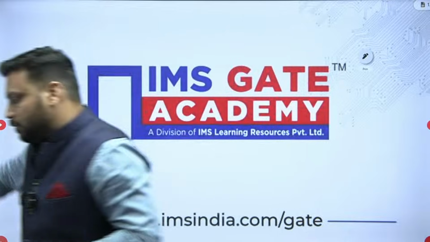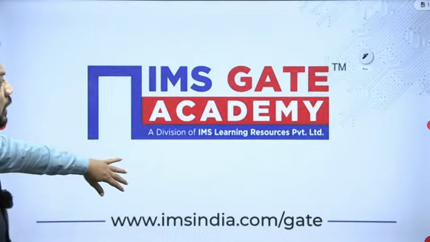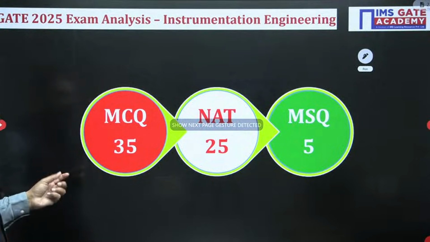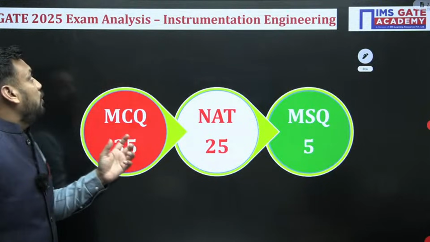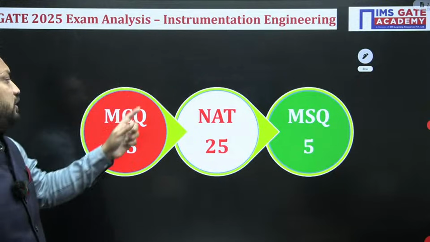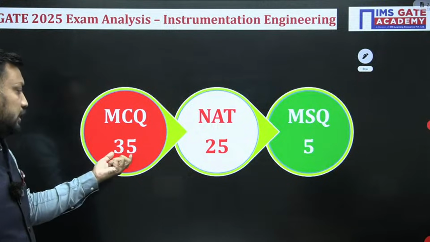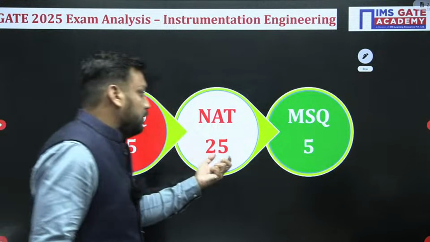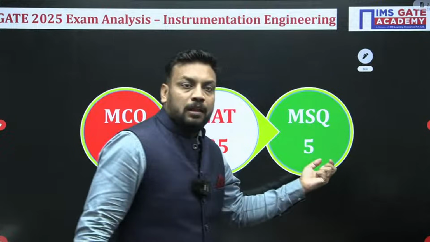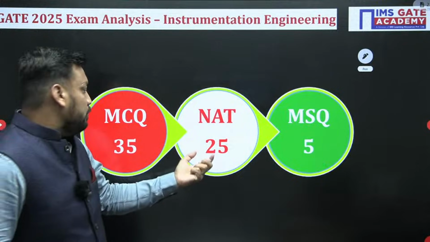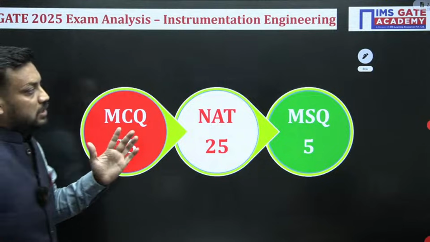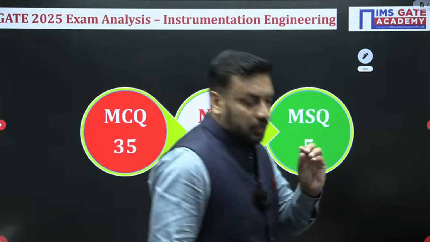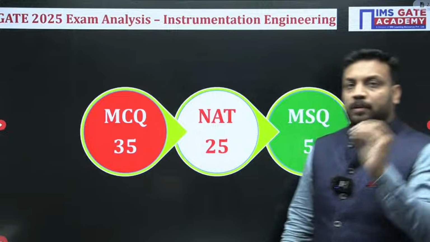Before that, first of all we'll discuss the pattern of questions that has been asked in the GATE. As you all know, there are a total of 65 questions. For GATE 25 Instrumentation Engineering, MCQs are 35, NAT is 25 and MSQ is 5. In the MSQ and NAT there is no negative marking, so 25 plus 5 is 30, plus 35, a total of 65 questions were asked in today's GATE exam, Instrumentation GATE 25.